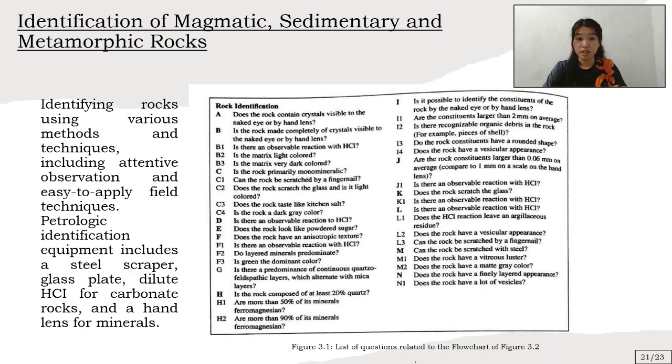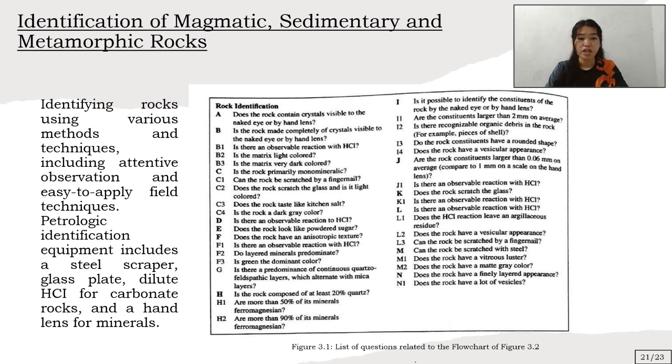So now we are almost done. The next one is identification of magmatic, sedimentary, and metamorphic rocks. Identifying rocks uses various methods and techniques, including attentive observation and easy to apply field techniques. Petrologic identification equipment includes a steel scraper, glass plate, dilute HCl for carbonate rocks, and a hand lens for minerals.